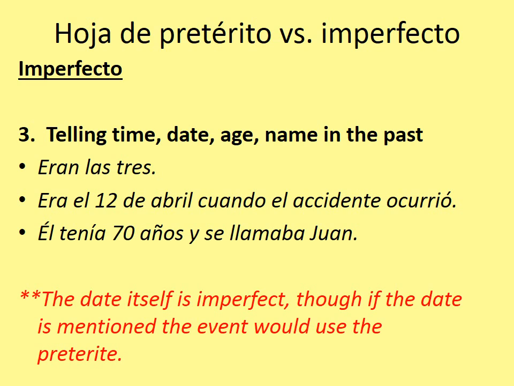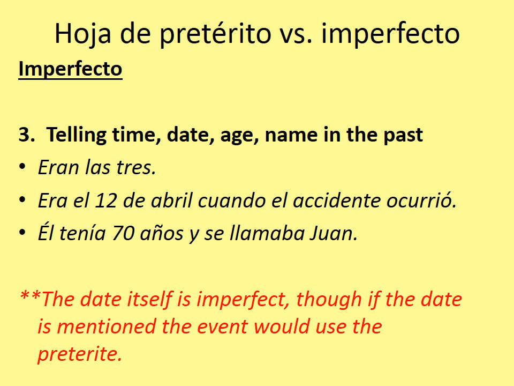Telling time, date, age, and name in the past is almost always going to be imperfect. The reason being this description. So these are the things that are setting the scene. They are describing it was 3 o'clock. It was the 12th of April. He was 70 years old. Again, he was 70. That's a specific age, but he was 70 for a full year. And his name was Juan. That didn't change. He was always named Juan.